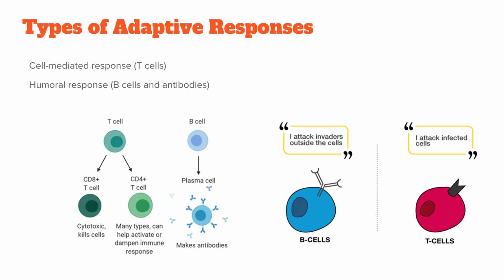There are two main adaptive responses: the cell-mediated response, which is carried out by T cells, and the humoral response, carried out by B cells and the antibodies they produce. Both responses work together. T cells help coordinate and directly attack infected cells, while B cells release antibodies to neutralize pathogens and mark them for destruction.